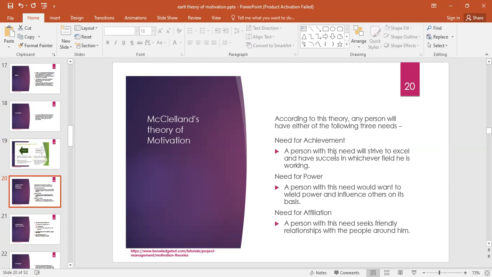A person with need for achievement will strive to excel and have success in whichever field he is working. Need for power: a person with this need would want to wield power and influence others on its basis. And need for affiliation: a person with this need seeks friendly relationships with the people around him.